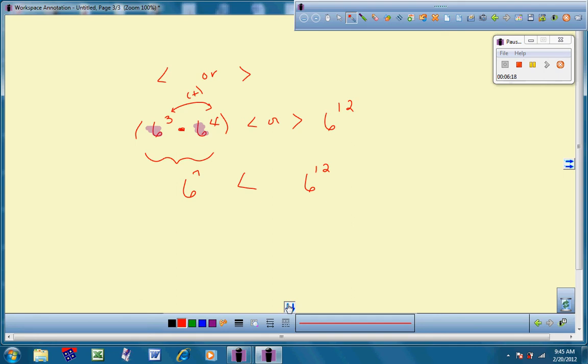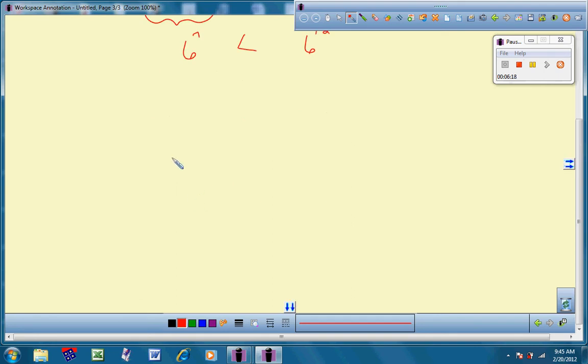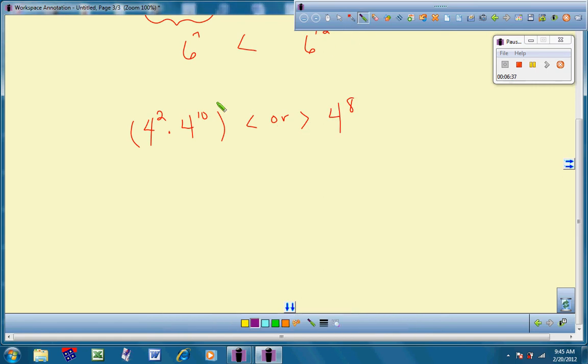Okay, let's do another one. Let's say we have 4 squared times 4 to the 10th. Is that going to be less than or greater than 4 to the 8th? Look at your powers. Each here has a base of 4. We are multiplying, so let's go ahead and add those exponents. Simplified, we would get 4 to the 12th.